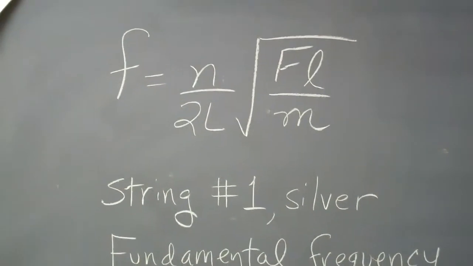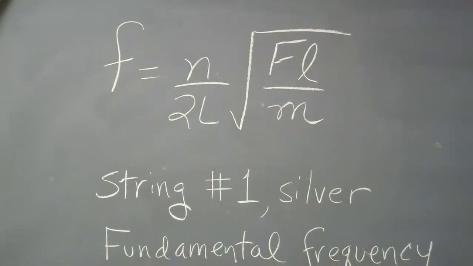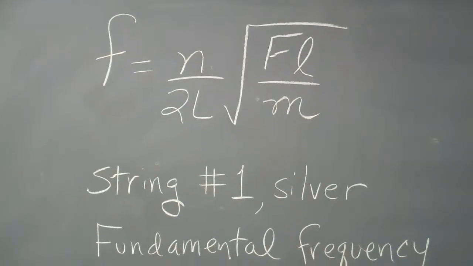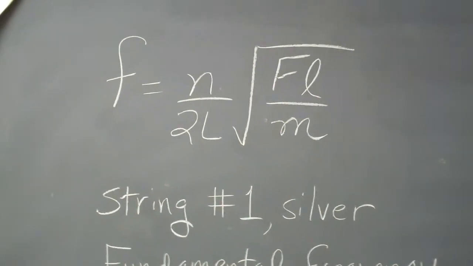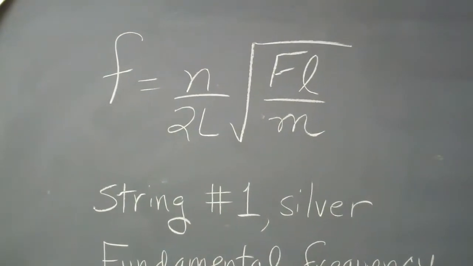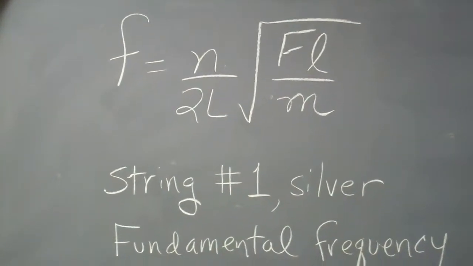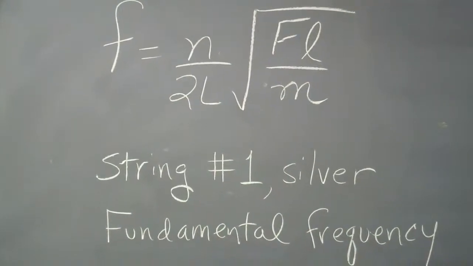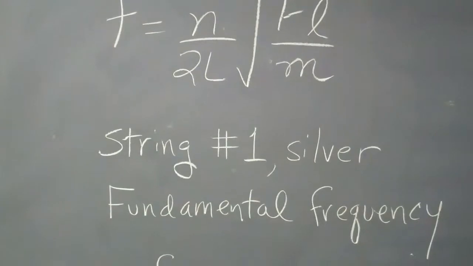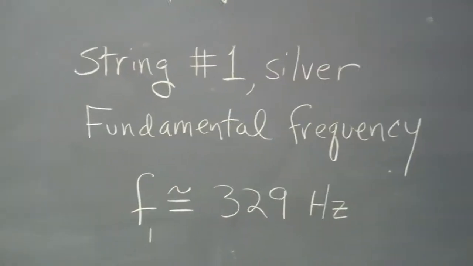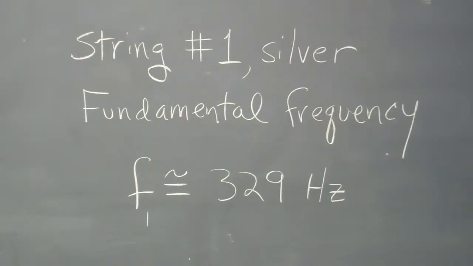Okay, so when you're ready, you can start calculating the frequencies, which are the 2 rows on the right of your table. So I just wanted to provide you with the first answer just so you can check to make sure you're on track. So you'll be using this frequency equation. So the first one you should calculate is the fundamental frequency for string number 1, silver. And here's approximately what you should be getting for n equals 1, about 329 hertz.